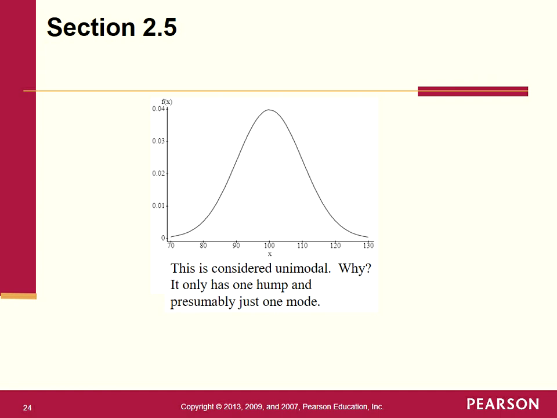I don't want to get into specifics why it may or may not, but probably right around 100 would be the mode. Okay. Now, this is considered a graph in data that is unimodal. Why? Because presumably, since there's just one hump, there's just one mode. Uni meaning just one. Okay, so this would be unimodal.